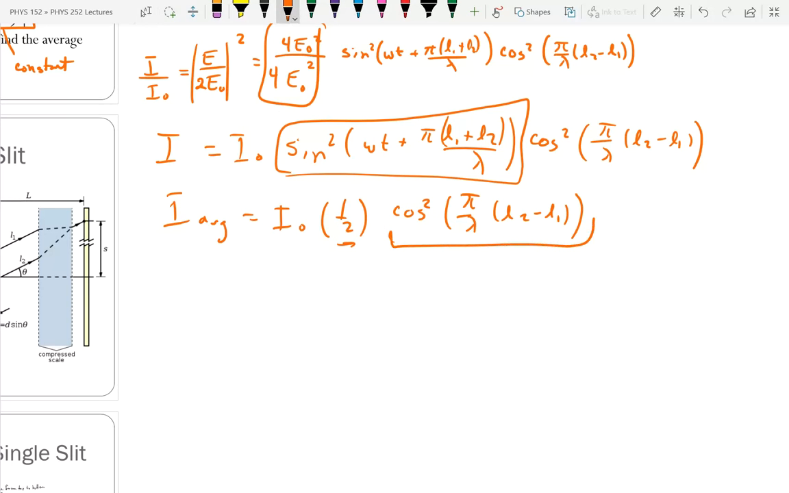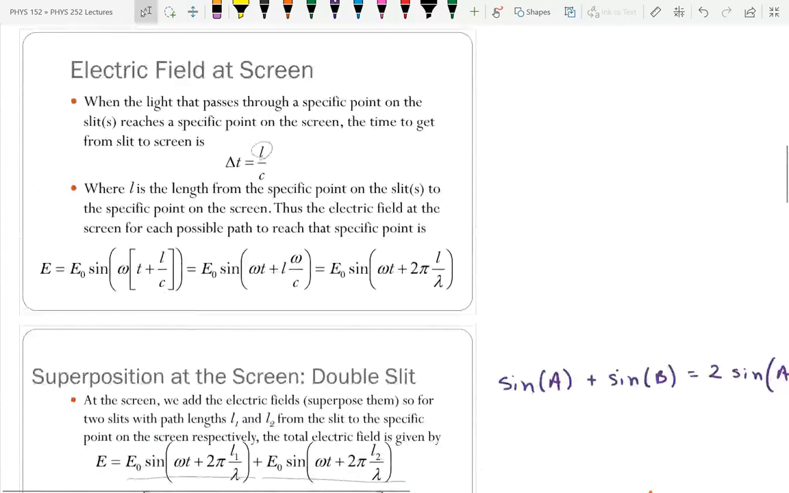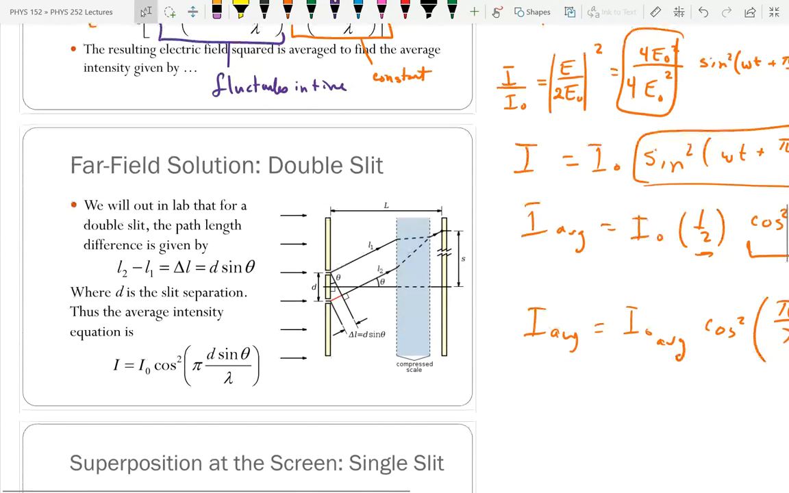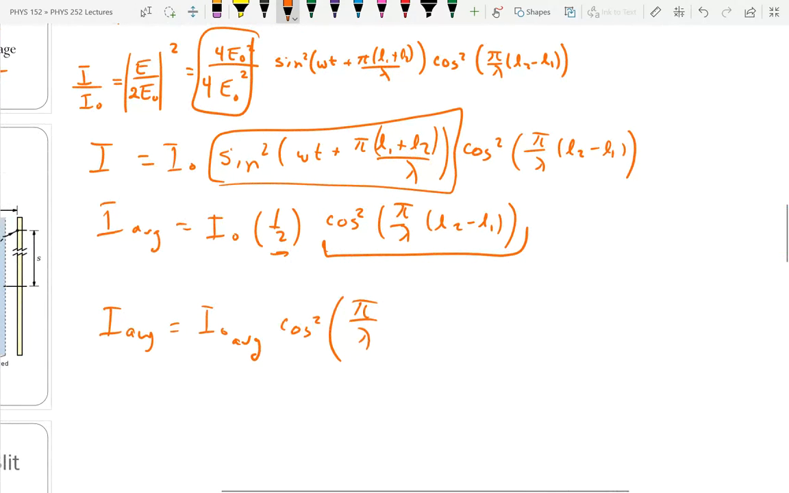Now, the last thing I have to do is substitute in for L2 minus L1. So I'm going to put I naught average instead of putting the 1/2. I put the average for the I naught. And then I have cosine squared of pi over lambda, and then going up here, where was it? It was right here. d sine theta is what I have for L2 minus L1.